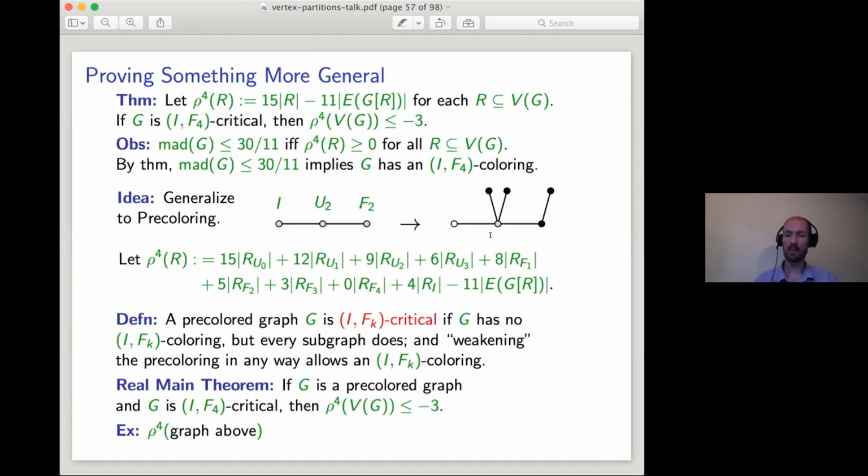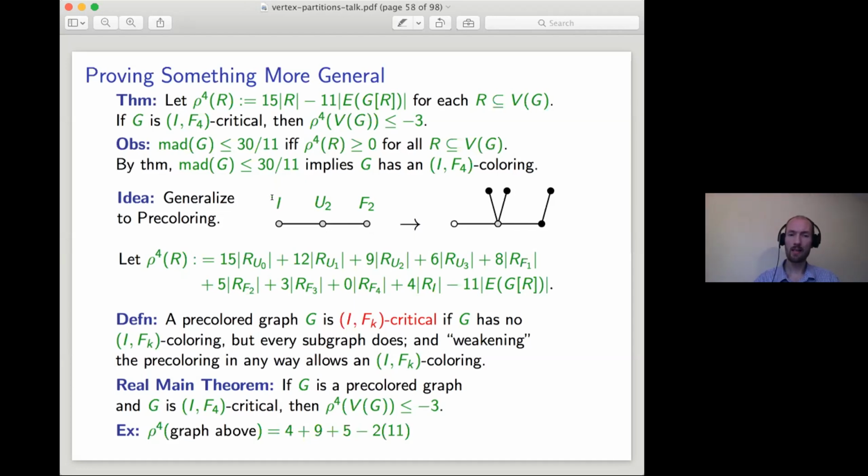So this doesn't have an IF4 coloring, but if you delete any edge of this graph here, or if you uncolor any vertex in this graph here, then you do have an IF4 coloring of that. And so that's what's verifying that this graph here is IF4 critical. And so now if you go through the computation, what's the potential of this graph?